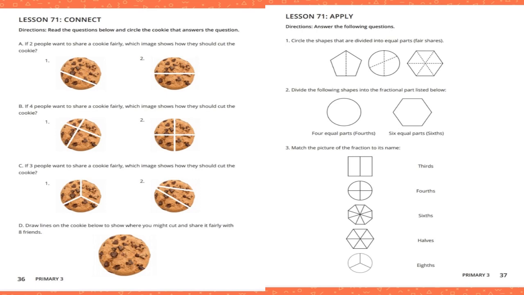Let's solve our math book. Lesson 71, the connect part. Read the questions below and circle the cookie that answers the question. Question A. If two people want to share a cookie fairly. Fairly means equally. Which image shows how they should cut the cookie?